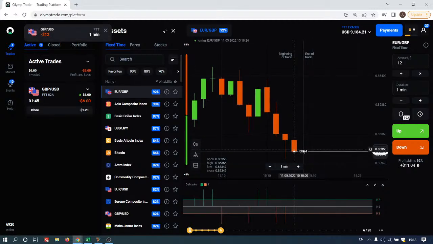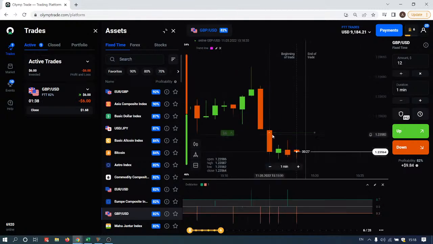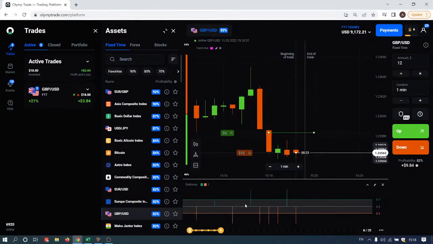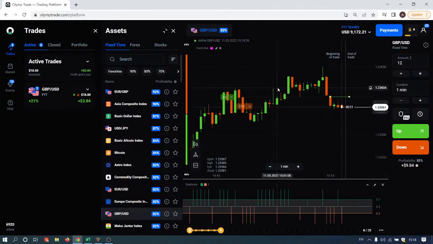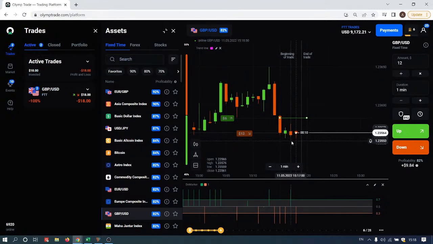And sometimes, yes, we get these bars under every candlestick. So I would say usually if there is a trend, then we get signals. If there is no trend, we just don't get signals. So that's kind of the rule here.